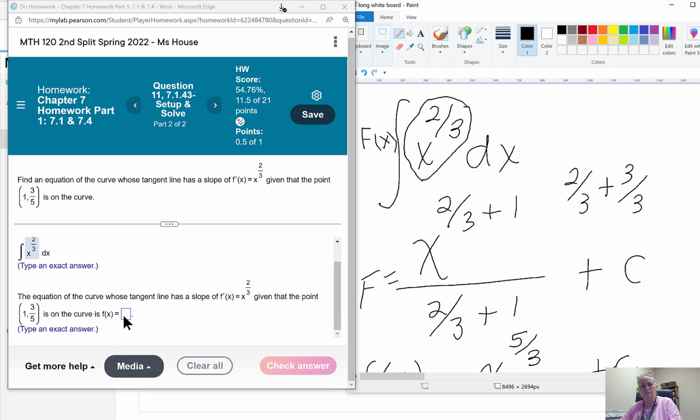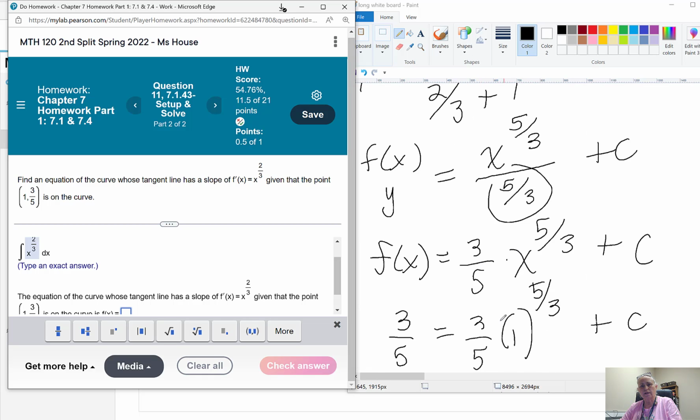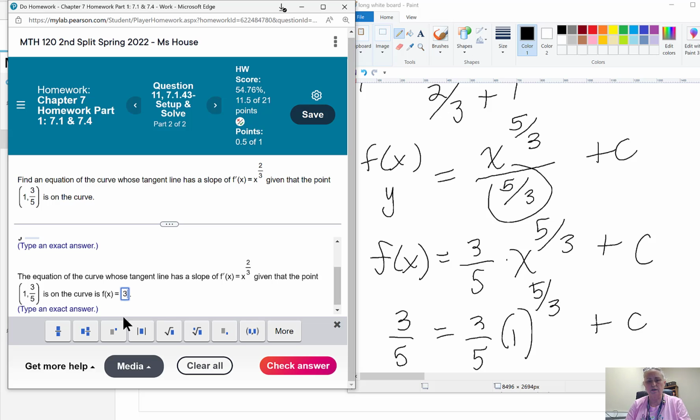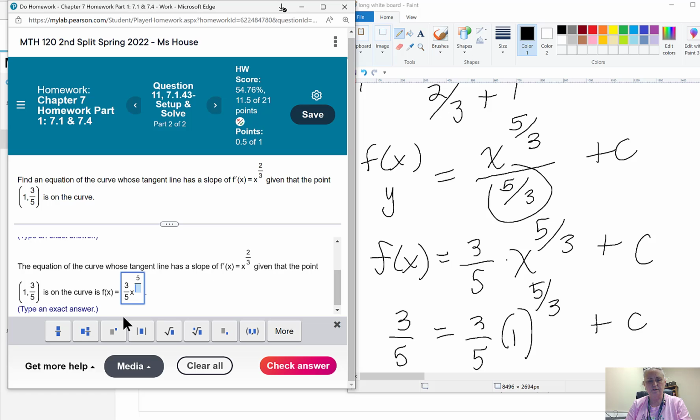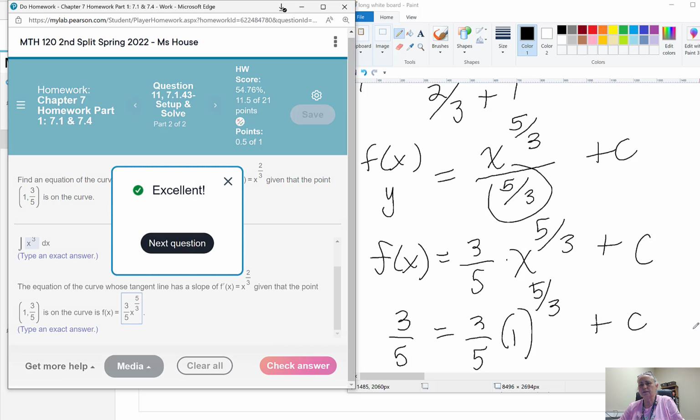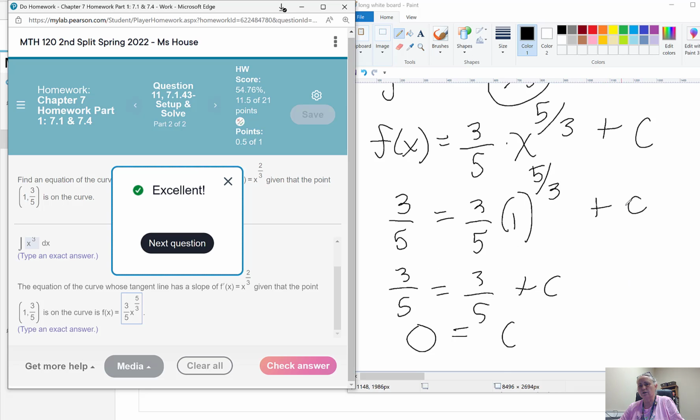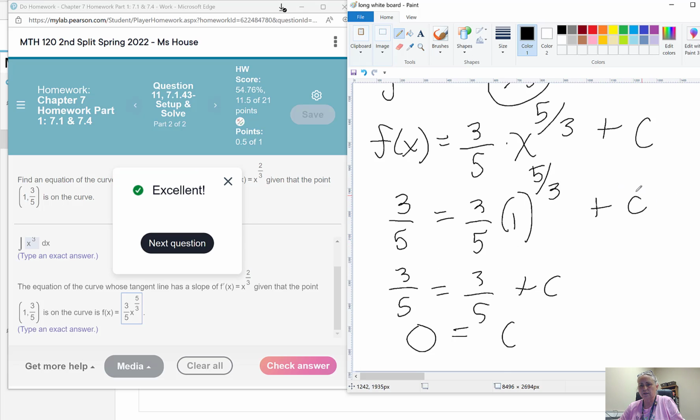So this is just 3/5 x to the 5/3. So 3/5 x to the 5/3. No need to write plus c. We found that c is a 0. So this guy's zeroed out. We don't even need him here.